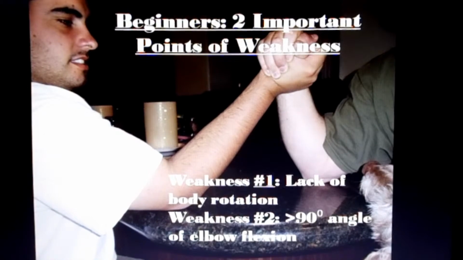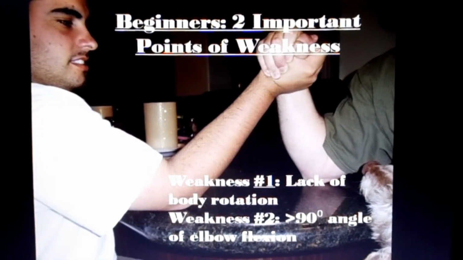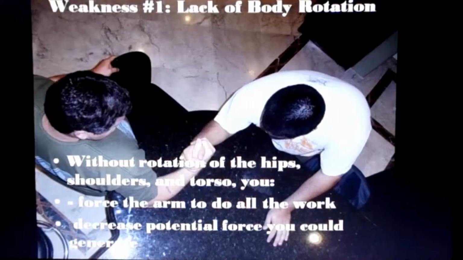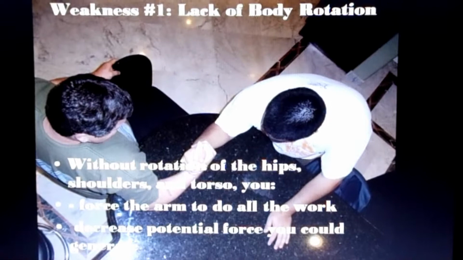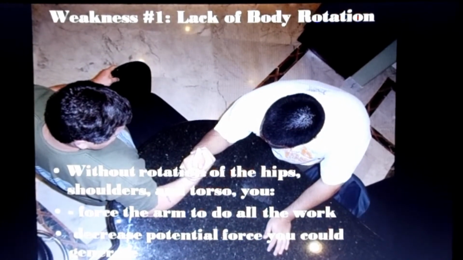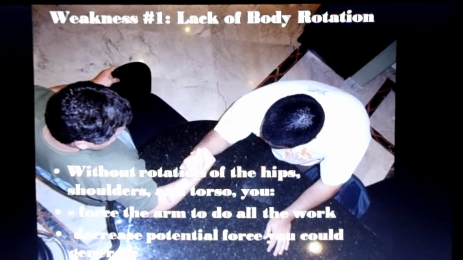Two important points of weakness for beginners include lack of body rotation and having a greater than 90-degree angle of elbow flexion. Lack of body rotation: without rotation of the hips, shoulders, and torso, you force the arm to do all the work, decreasing the potential force you could generate.